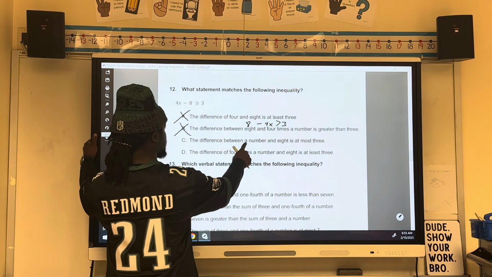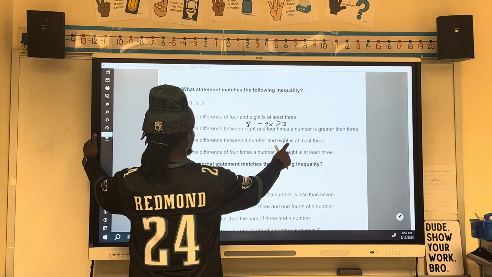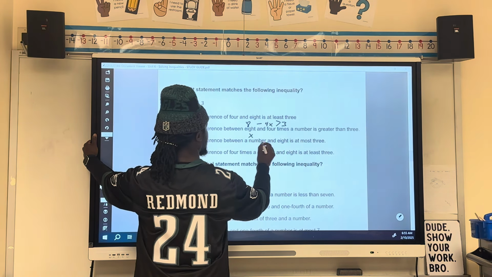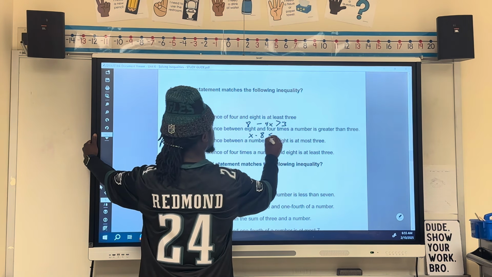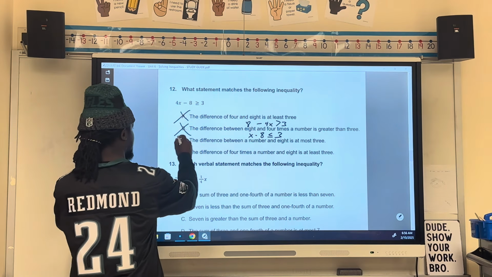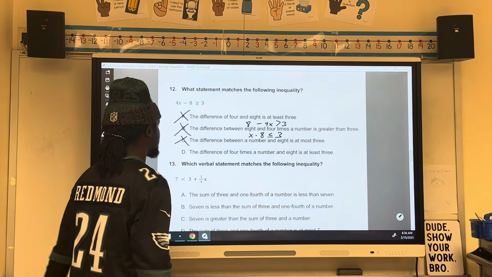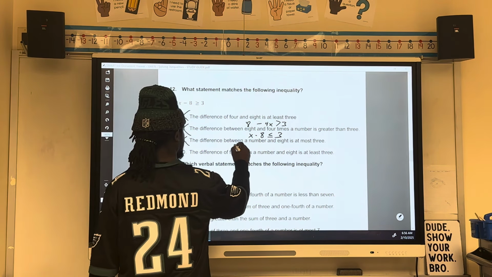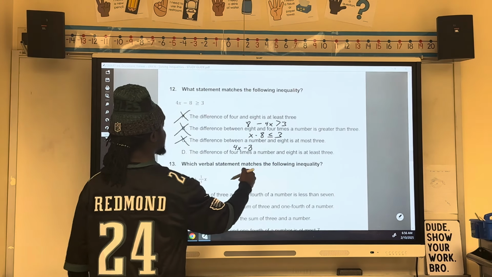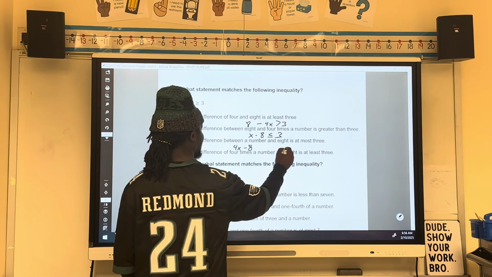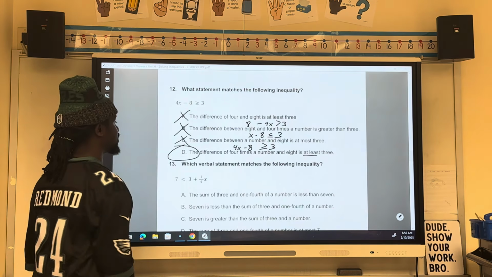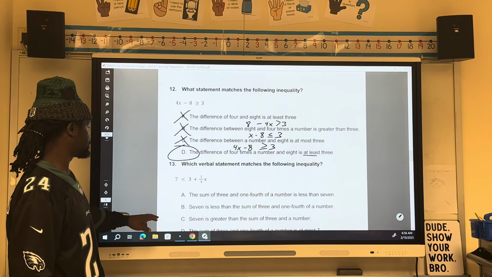The difference between a number and 8 is at most 3, okay? Again, that one doesn't have 4 times, so that one's wrong. And then the last one, the difference of 4 times a number and 8 is at least 3. So at least is greater than or equal to 3, and so D is our correct answer there.